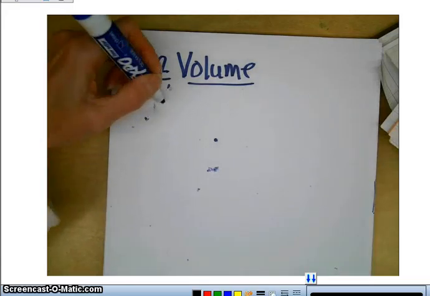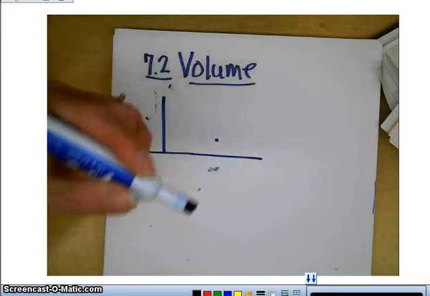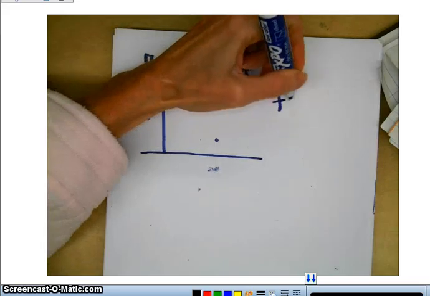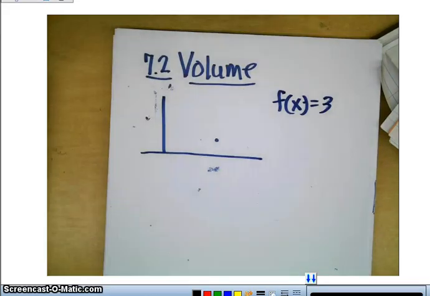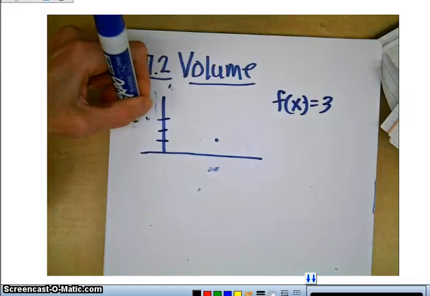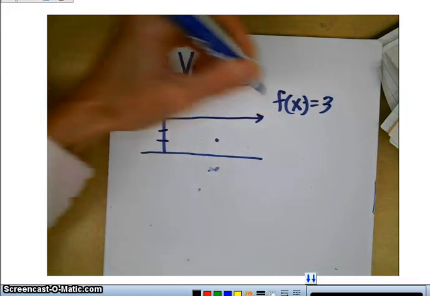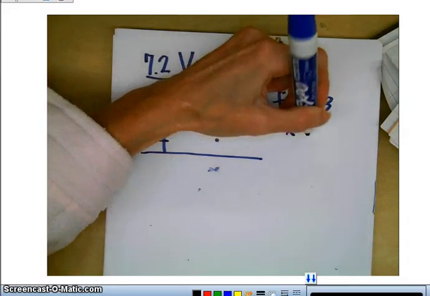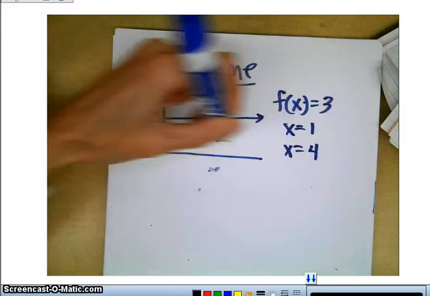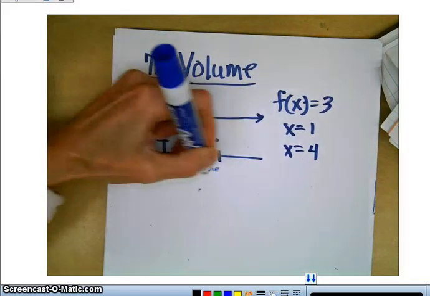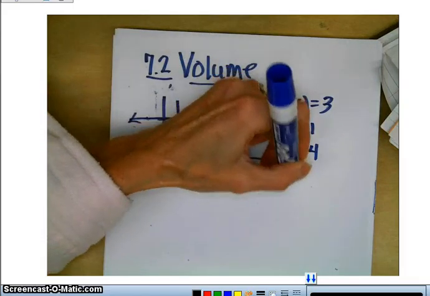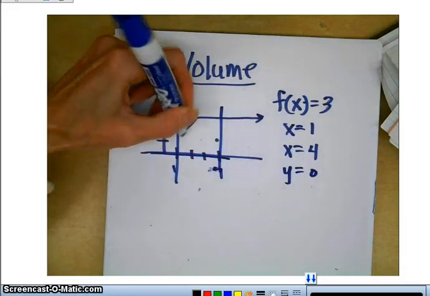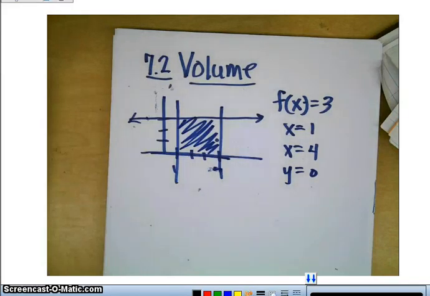The basic idea, if we just take a very basic graph, like the line f of x equals 3, and that would be a horizontal line at 3. And let's say I'm also looking at the lines x equals 1 and x equals 4, and y equals 0. So basically I'm looking at this rectangle right here, and we could find the area of that rectangle, couldn't we?